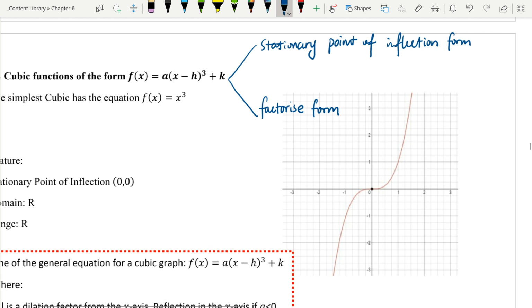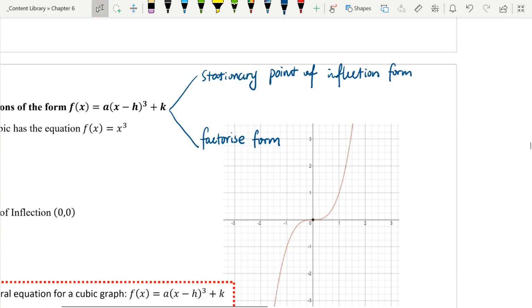So there will be two shapes. Stationary point of inflection form is that shape, and then factorized form will look like that. It's like a roller coaster, up and down. So there are two different forms. Today we're going to learn the first form, the stationary point of inflection form.